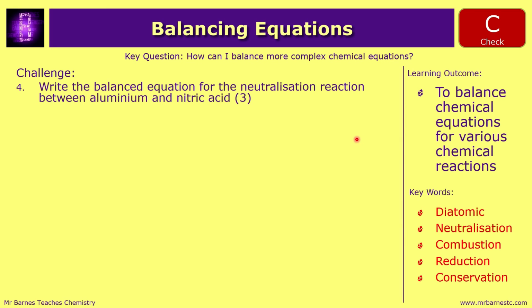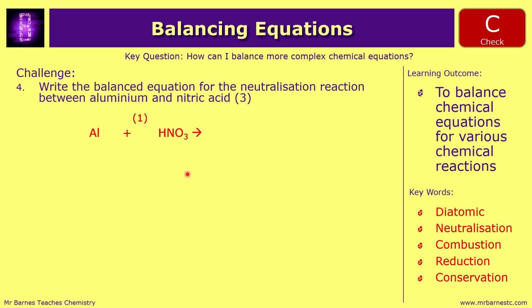Okay, so you've stuck around for the challenge then. Let's have a look at it. So this is the neutralization reaction between aluminium and nitric acid. So aluminium is a metal, so it's on its own, an Al. Nitric acid, you just need to remember, is HNO3, and then we've got to work out the actual products and the byproducts.